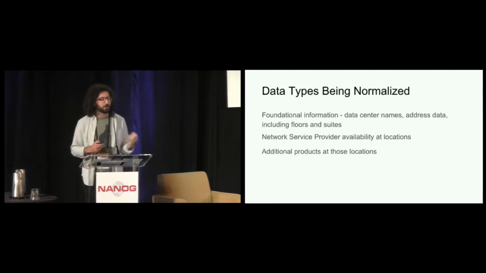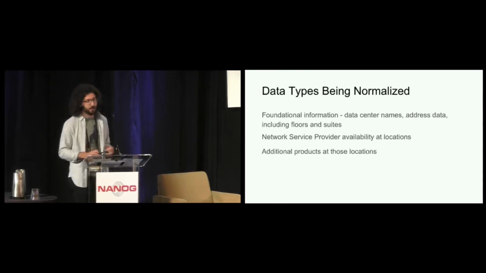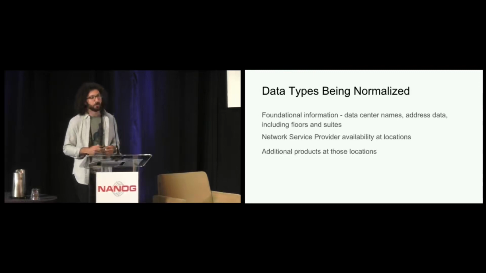We're also tracking additional products at these locations, something like 10 gig versus 1 gig network, transit versus transport, colocation versus bare metal versus any sort of public cloud option. We really want to provide a robust map of what's out there.